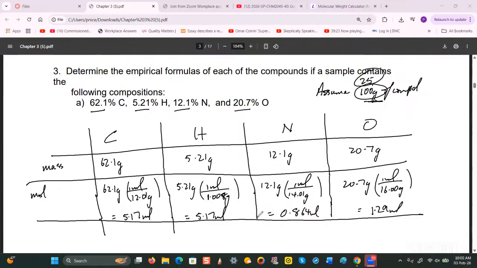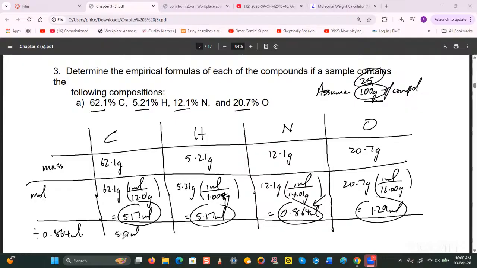Okay, the next step is where we find the simplest ratio. Now, how do we find the simplest ratio? We look at each of these numbers I'm circling here, and we decide which one is the lowest one, which is this one right here. This has the lowest value, right? And what we do is divide all of these numbers by that lowest value. So here we're dividing by 0.864 moles, right? Starting off with the 5.17 moles divided by 0.864 moles.